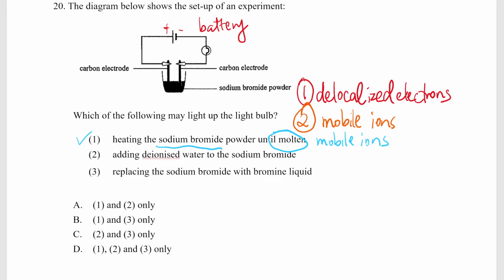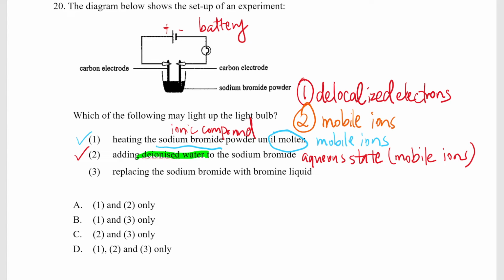Adding deionized water to the sodium bromide powder. Adding deionized water would basically make the sodium bromide into a sodium bromide solution. And because sodium bromide is an ionic compound, I forgot to mention here, this is an ionic compound. And we know ionic compounds are able to conduct electricity in molten state or even in aqueous state. So this becomes aqueous state, and because it's an aqueous state, there's presence of mobile ions as well. So option 2 is also correct.